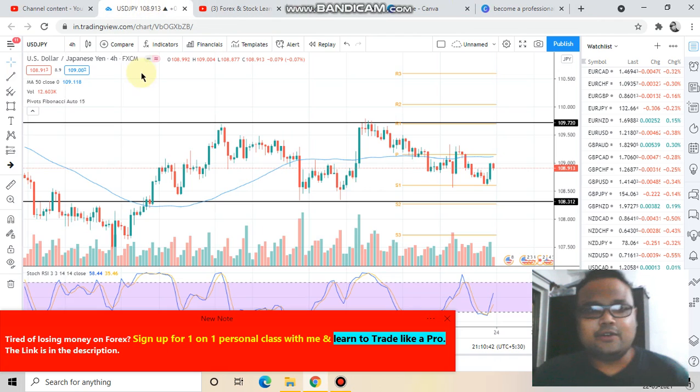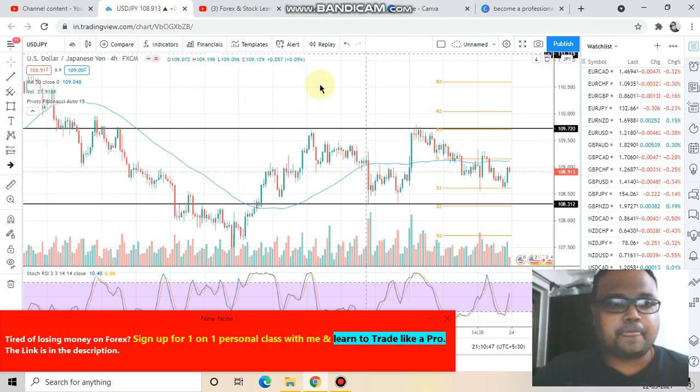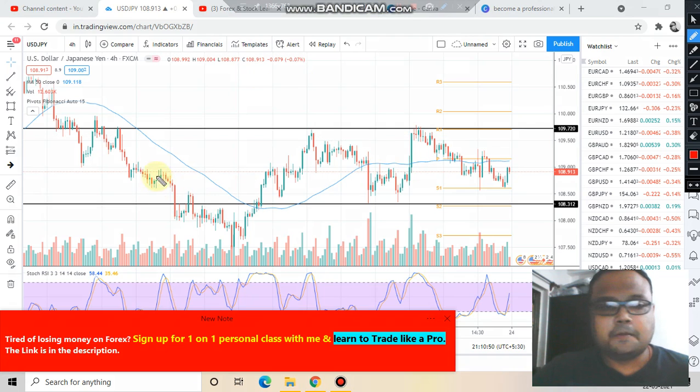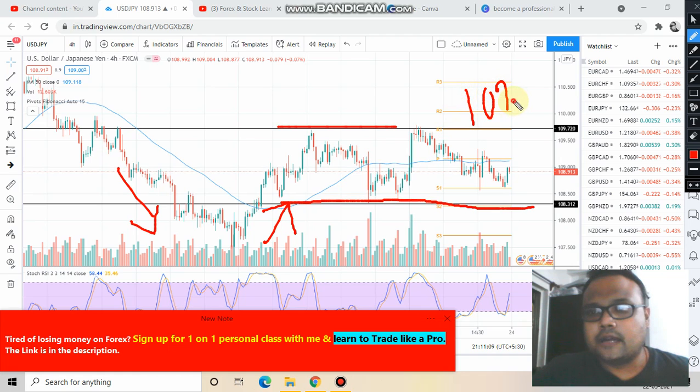So let's jump to the USD JPY chart. This is the chart of USD JPY, and as you can see, the market is in a downtrend. After the market tried to go up, it faced resistance at this particular level, and the market is still struggling to cross it. On the downside, we have a support level as well. 109.72 on the upside and 108.31 on the downside. This is the range we have right now for USD JPY.